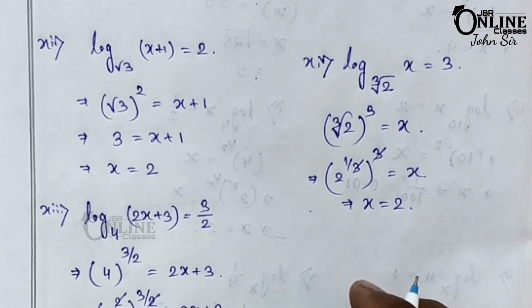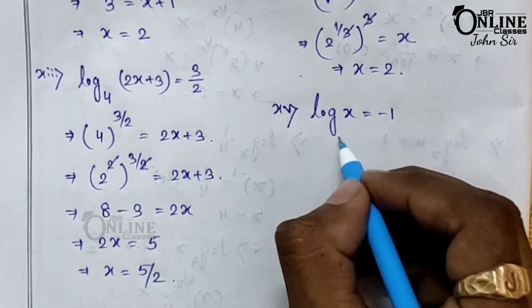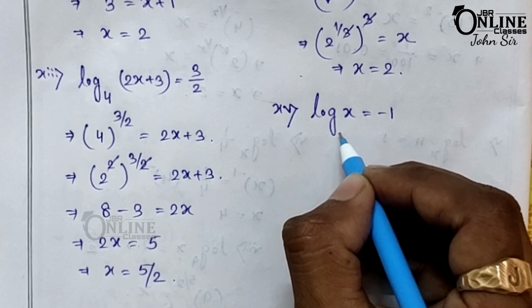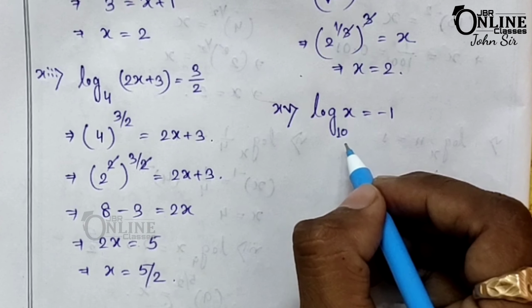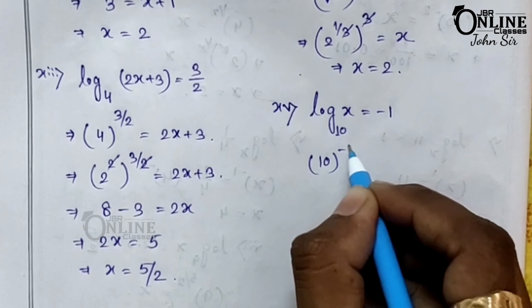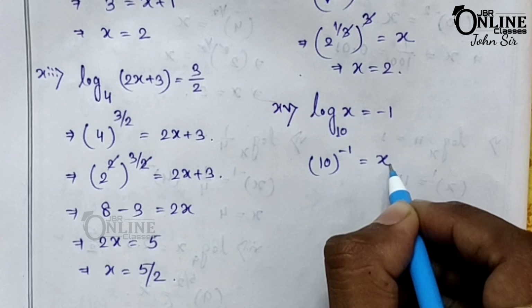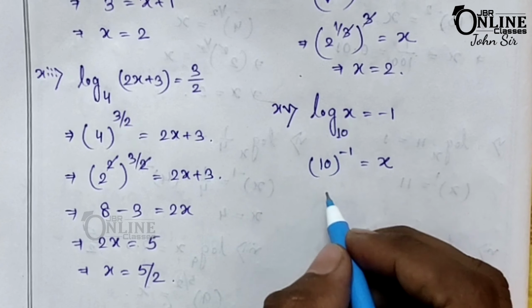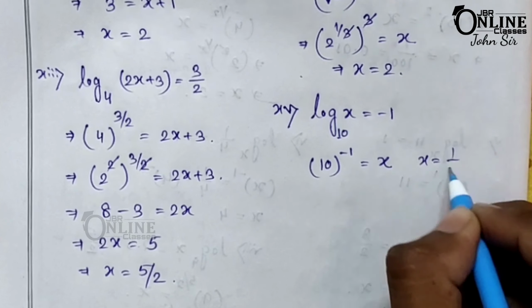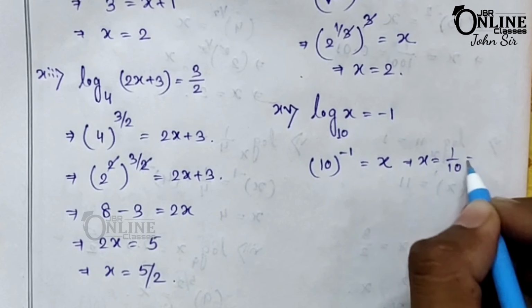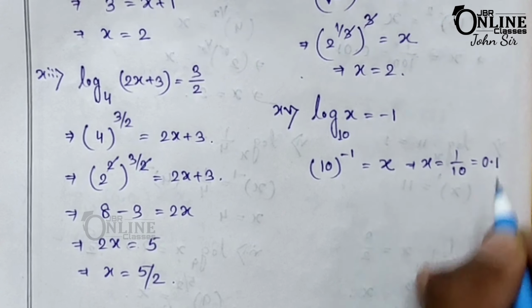Okay, so now next one, sum number 15. So log x equals minus 1. Just as there is no base given, so it is taken as 10 as the base. So that means 10 to the power minus 1 equals x. Now 10 to the power minus 1 means 1 by 10. So here x equals 1 by 10, or you can also write 0.1.